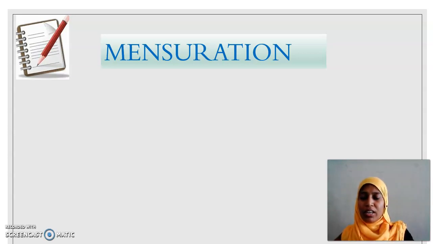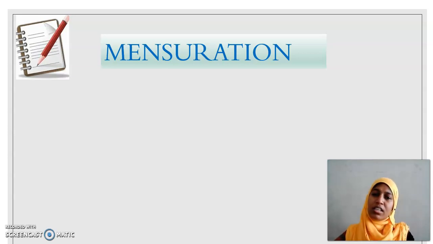From which word did we get this word mensuration? Measure. In English we say measure. What is the equivalent word in Latin? Mensura. So we got the title as mensuration. Today we are going to get into a new chapter. We started with an activity by measuring, so we are going to learn about mensuration. Are you all ready, my dear children?